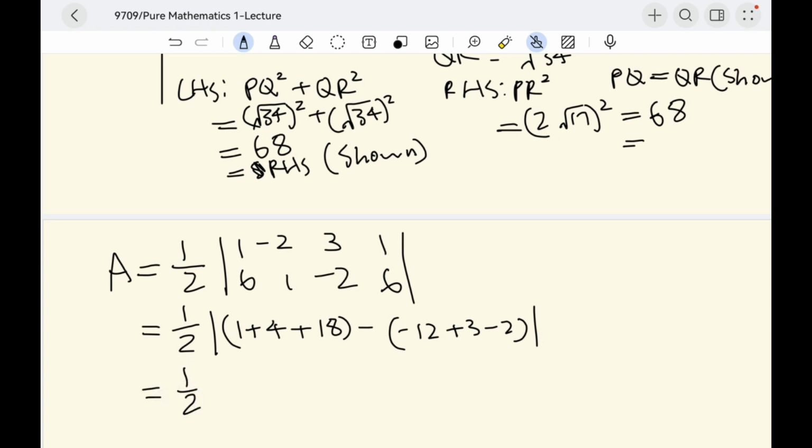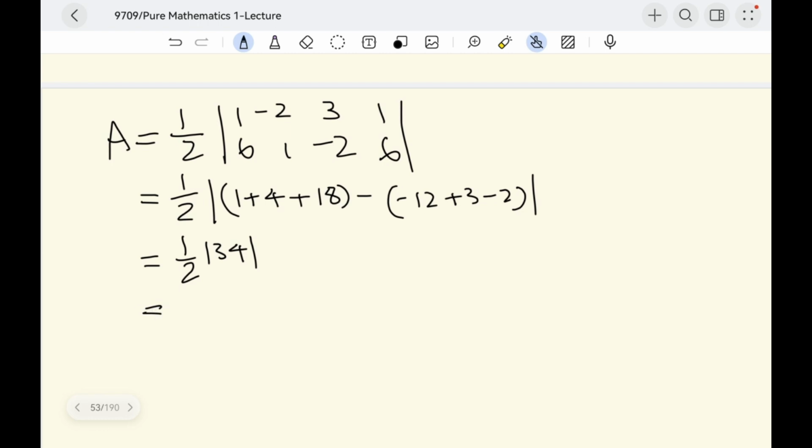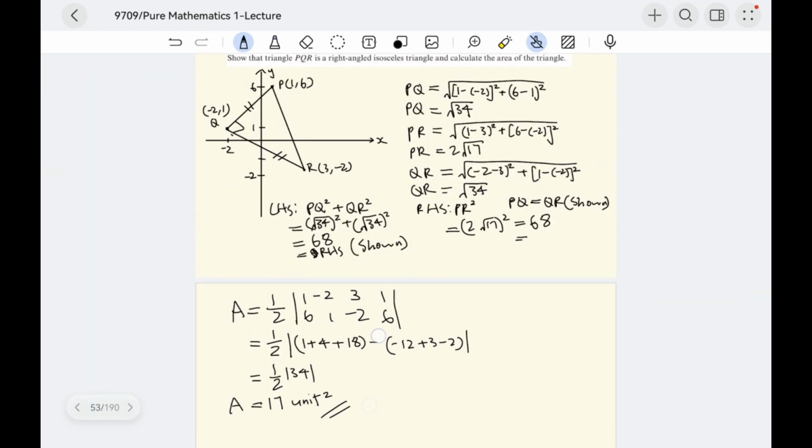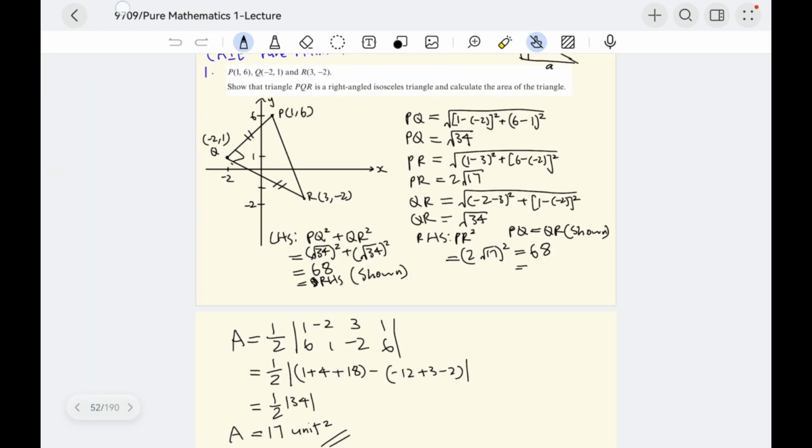So next you evaluate the values inside the modulus first, just before you take the modulus. So we'll get 34. Since you've calculated +34, therefore just divide 34 by 2 to get the final answer, 17 units squared, as the area of the triangle PQR. Alright, that's the end of the discussion for the first question.